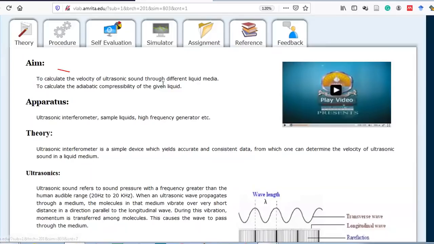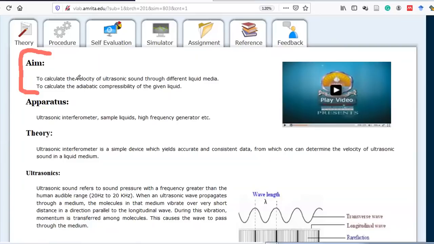Okay, so let me go through them one by one. Theory part, let me clear this also. Okay, so theory part, you see, you always have to look at the aim of the experiment. Whichever practical you perform, you always go for the aim. So here you see the aim. There are two aims you need to perform or find out.